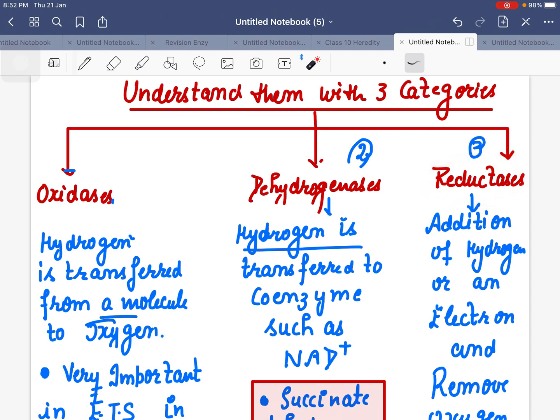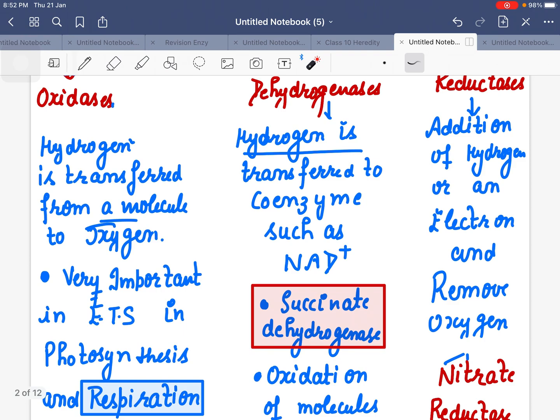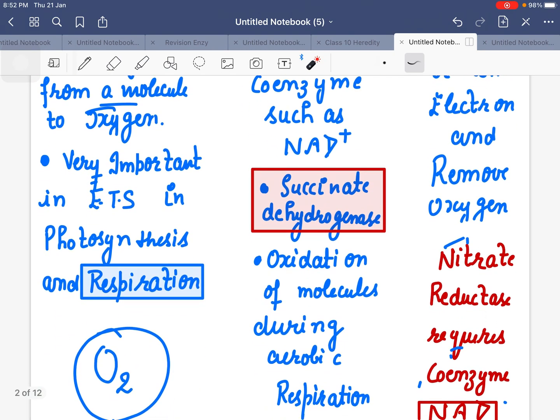Addition of hydrogen. Oxidases: what are you losing here? Loss of hydrogen. When you are losing your hydrogen, it means it is transferred to something else. So hydrogen is shifted from a molecule to oxygen. The enzymes which shift, which lose this hydrogen, will be oxidases. A very, very, very important part.